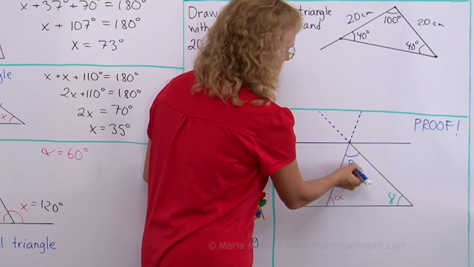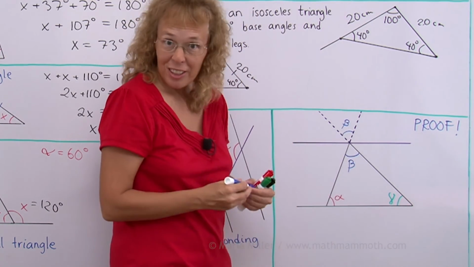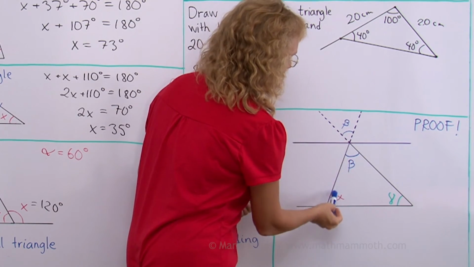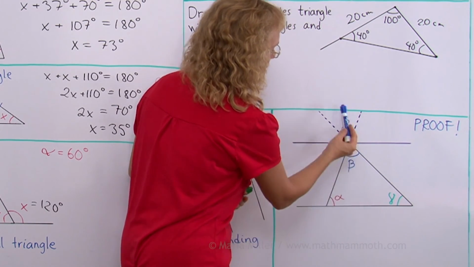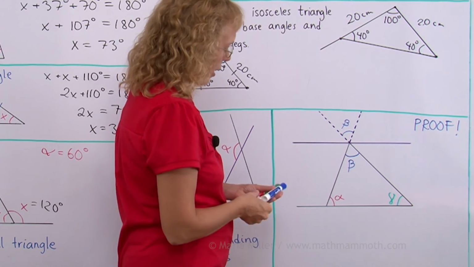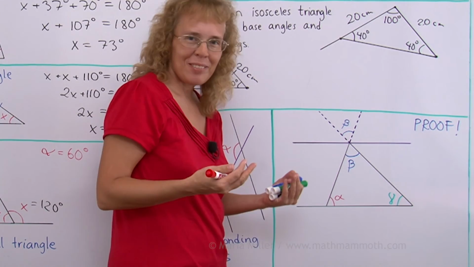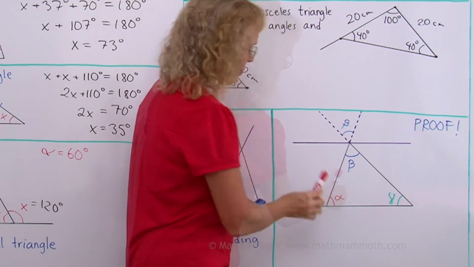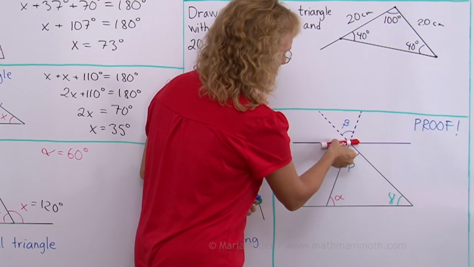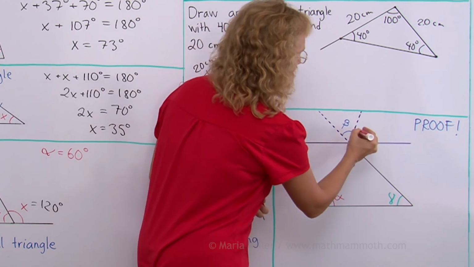Here, this beta is also here, being vertical angles. Okay, there's this line and this line that intersect, so these are vertical angles. They are congruent. And then this alpha angle is somewhere else too. Can you see where? There's going to be a corresponding angle. Okay, because these two are parallel and this intersects them both. So alpha is also here.